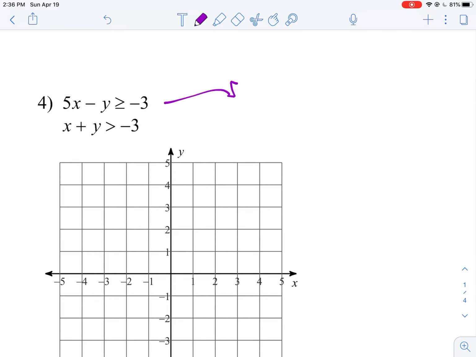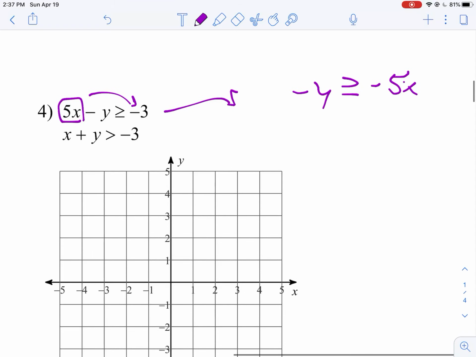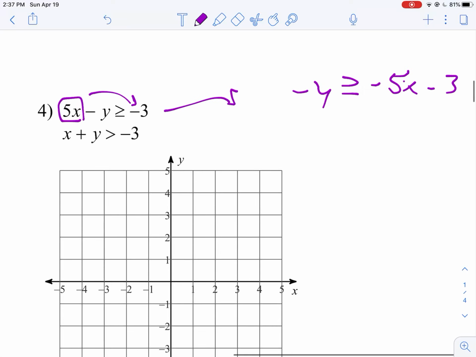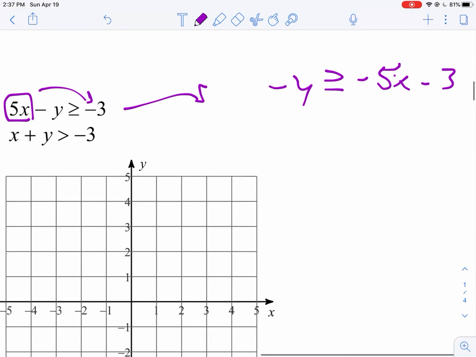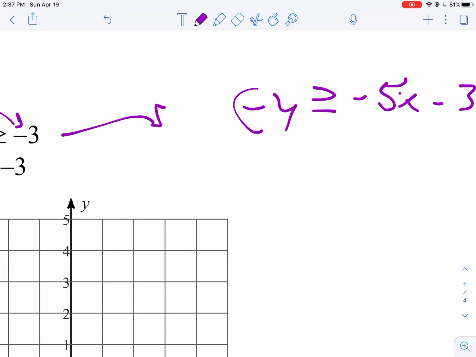All right, let's start with the purple. I'm going to subtract 5x both sides to start. So what I'm left with is negative y is greater than or equal to negative 5x minus 3. Okay, so this is going to be interesting. We haven't talked about this in a little bit since we covered inequalities way back when. All right, in order to solve, I need to get rid of this negative in front of the y. So I'm going to divide by negative 1.